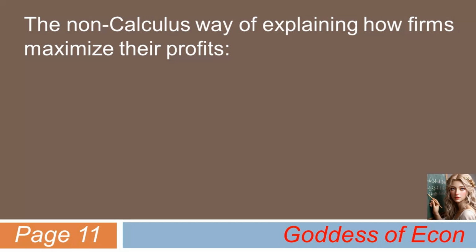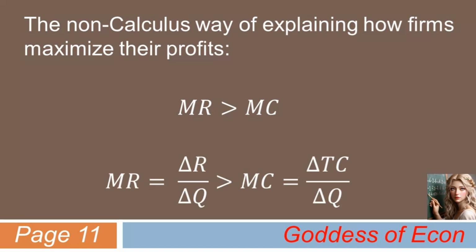Now suppose that, at the initial stage of production, the following condition holds. That is, MR is greater than MC. What does this mean? Well, MR here refers to marginal revenue. Marginal revenue is simply additional revenue the firm can bring in by producing one more unit of output. And MC is, of course, additional cost the firm incurs by producing one more unit of output.